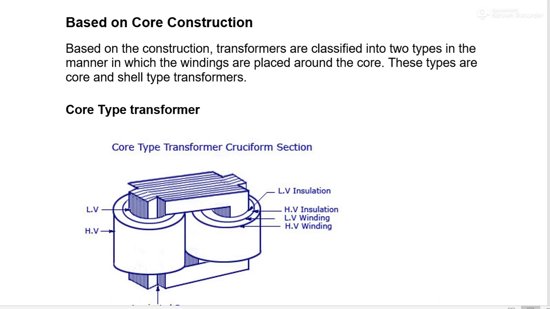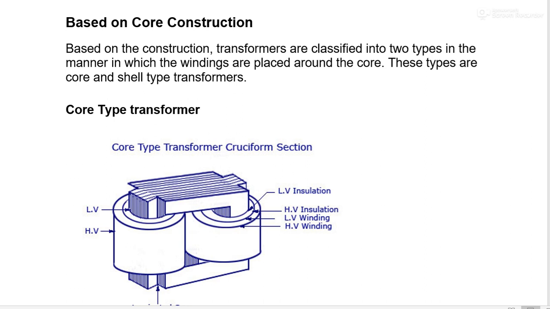Hello class. In the last lecture we started the transformer. In that we saw the working principle of a transformer. A transformer is a static device. There is no moving element or moving part in the transformer. The working principle is based on the phenomenon of mutual induction between two coils, primary and secondary.